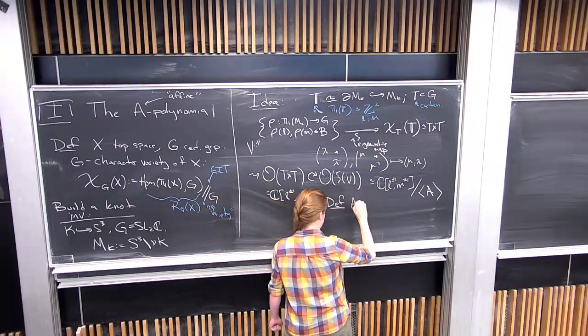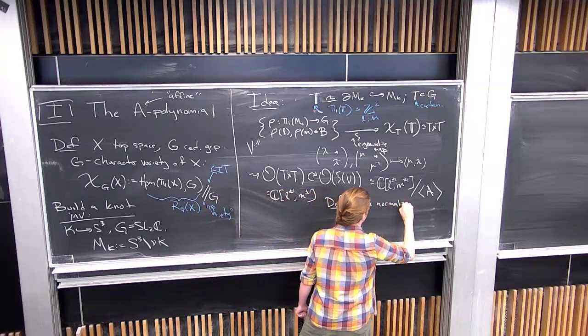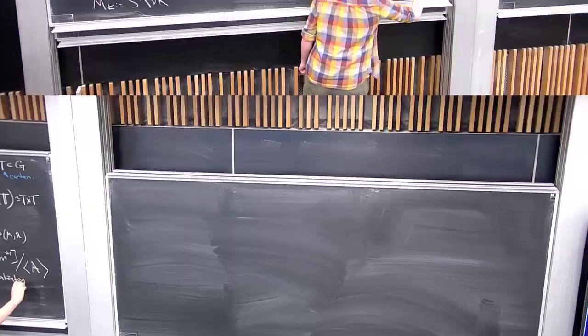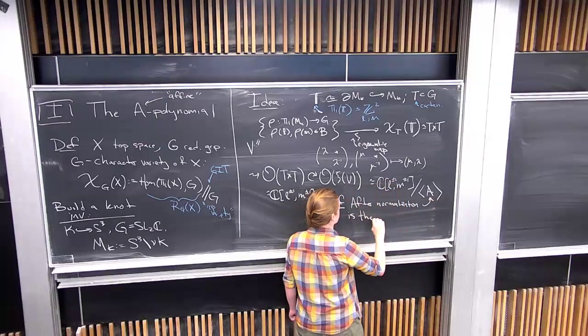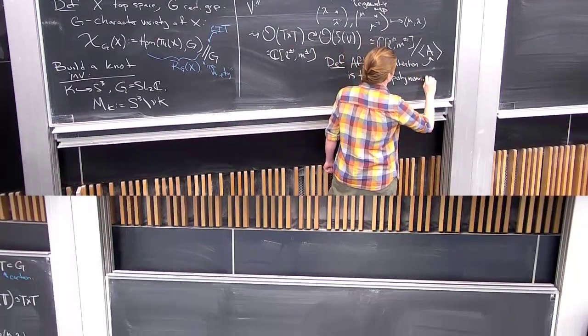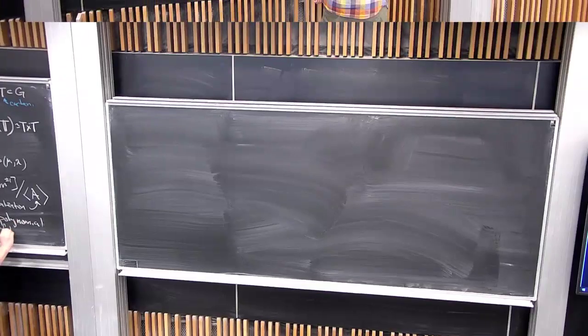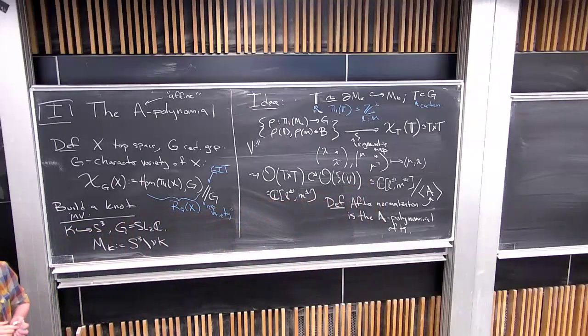So after normalization, this thing here is the A polynomial. Okay. Was psi a closed map? I don't remember.